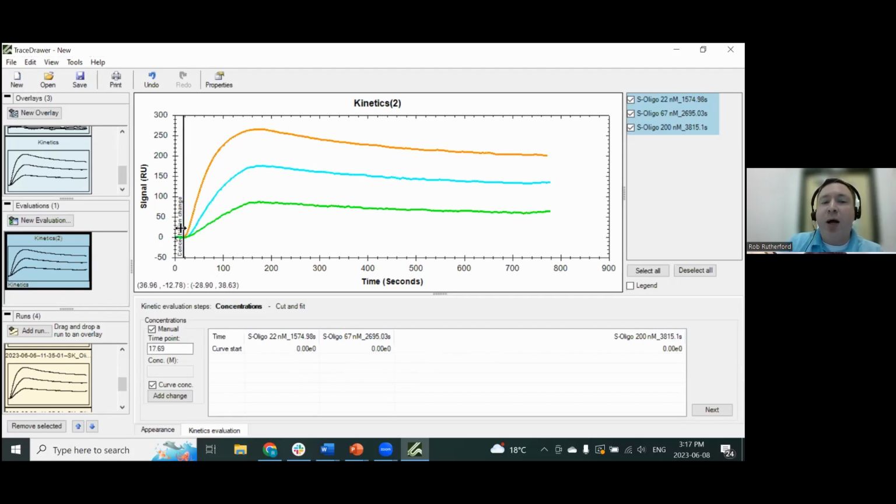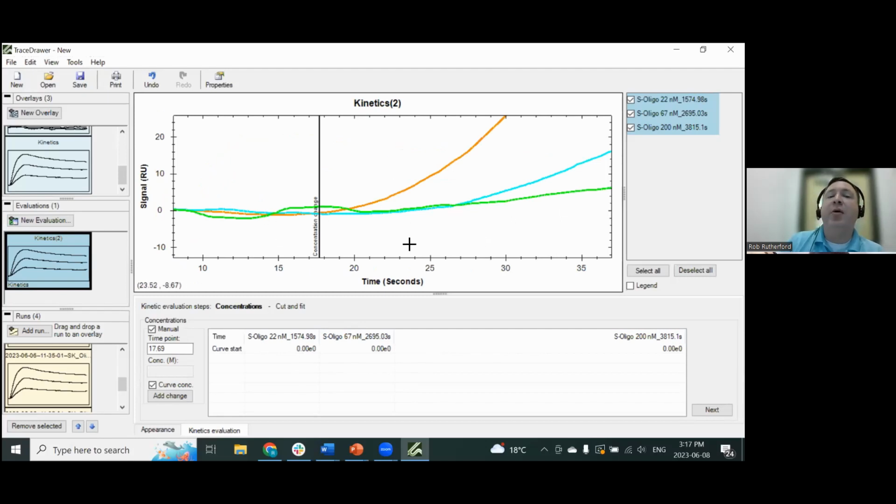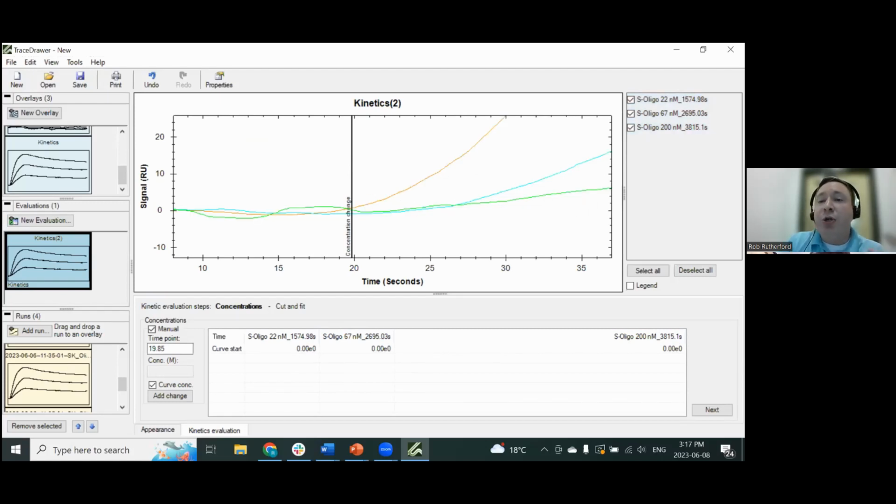You can draw a kind of square around a certain area of your figure in order to zoom in. And we're going to change the concentration bar to be where we first start to see responses in the data itself. You can do this individually. So for instance, if I just wanted to assign a concentration change for the 200 nanomolar, then right now only the orange line is being selected. Or you can do it for all 3 if they all are happening around the same time.